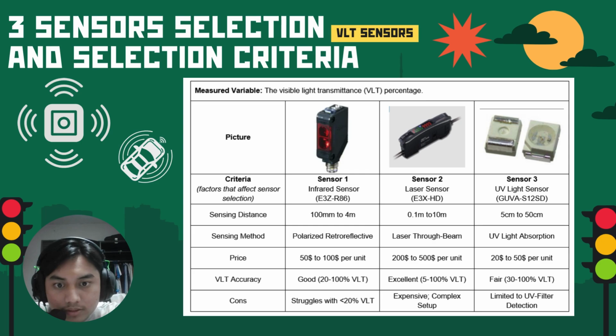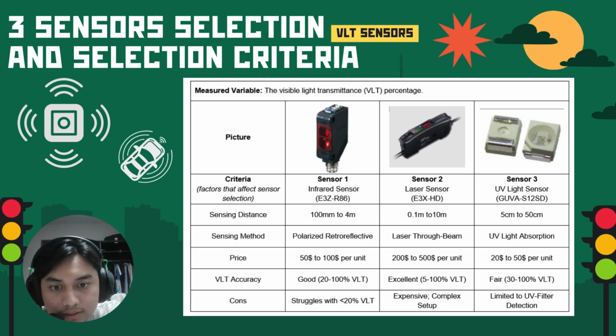So move on to the sensing method. For the first sensor, it used polarized retroreflective, and for the second sensor laser through beam, the third sensor UV light absorption, and the price here is $50 to 100 per unit for the infrared sensor, 200 to 500 per unit for the laser sensor, 20 to $50 per unit for this UV light sensor.